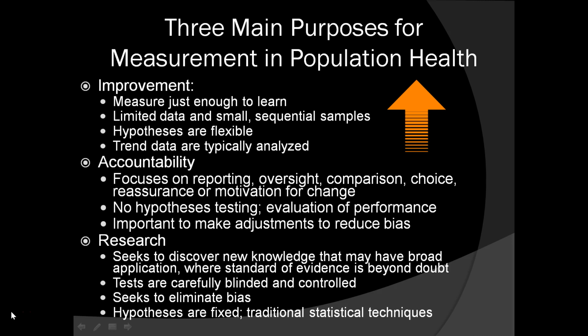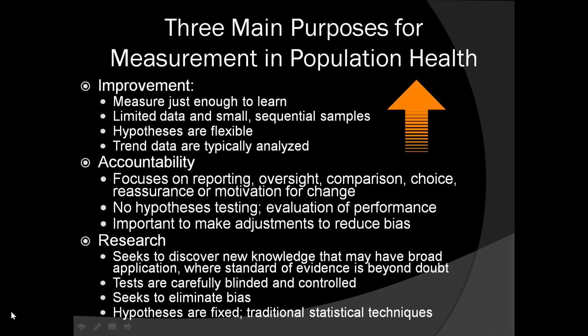On the last slide, I mentioned that there were three main purposes for measurement in population health: improvement, accountability, and research. On this slide, I'm going to talk in a little more detail about each. For improvement, it's measured just enough to learn. They have limited data and small sequential samples, hypotheses are flexible, and trend data are typically analyzed.